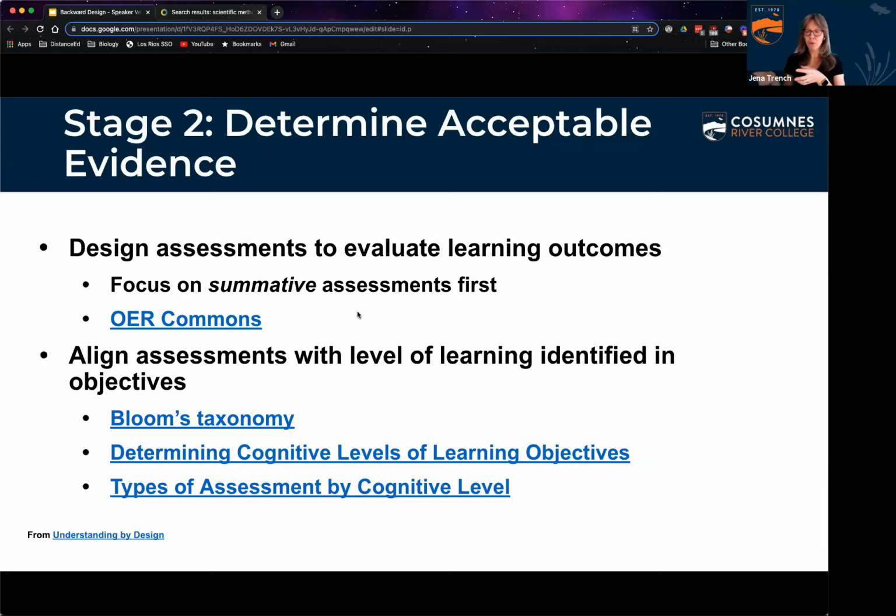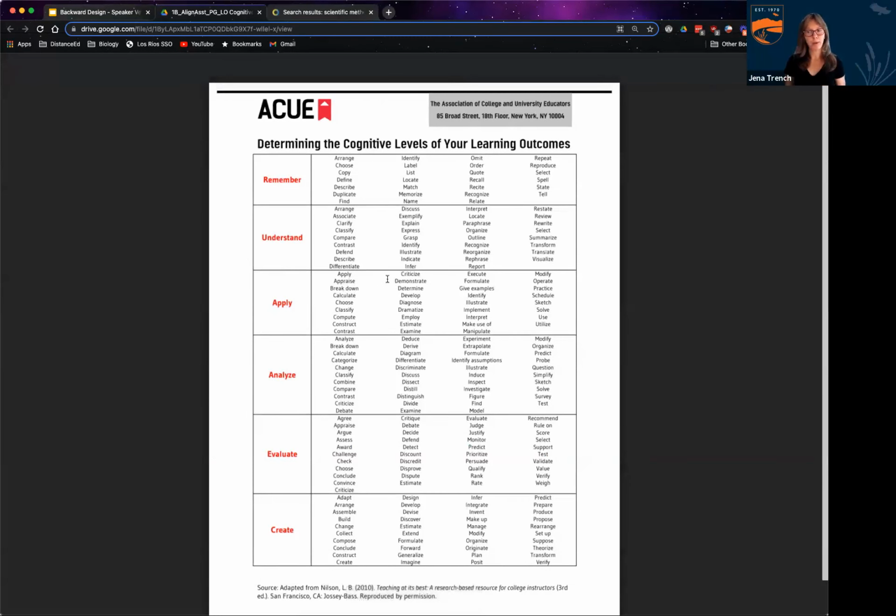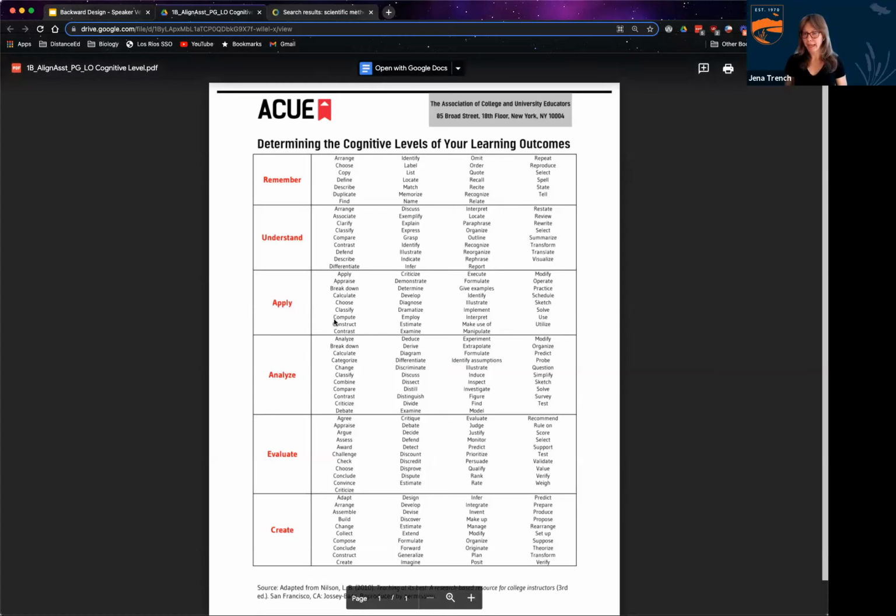Okay, so when we're ensuring that our assessments are aligned with the objectives, you can refer to Bloom's taxonomy. I also wanted to share with you a couple of other resources that I picked up from AQ, and I got their permission to share these with you. These are linked in the PowerPoint, and if you'd like, I can share the links in the chat. This one is another way of looking at Bloom's taxonomy. I found this one really helpful because it has even more verbs on it than the other Bloom's taxonomy that I shared with you.